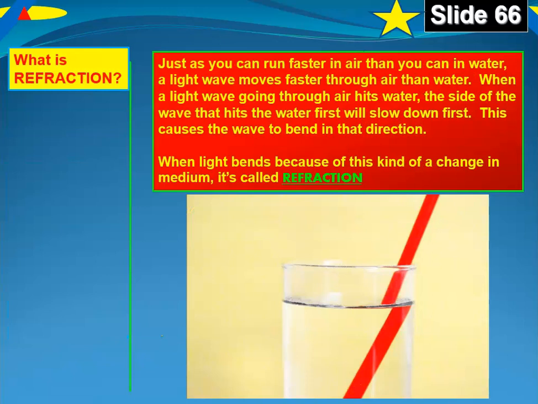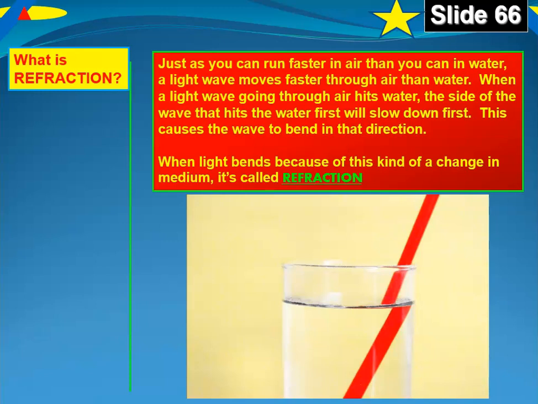All right, refraction. So we're dealing with different properties of water in today's lesson. And just as you can run faster in air than you can in water, a light wave moves faster through air than water. When a light wave going through the air hits water, the side of the wave that hits the water first will slow down. Think of it like if you're in a car driving near a beach, and suddenly one wheel of the car goes into the sand. Suddenly that side of the car will be slowed down, and the car will turn into the sand because it's being swung around because one side of it is going slower than the other.